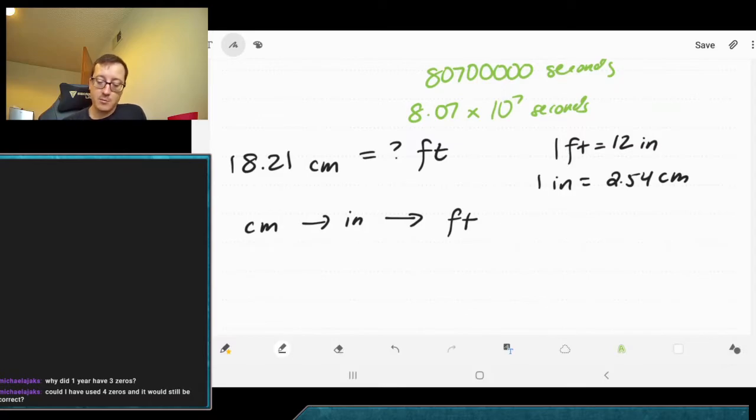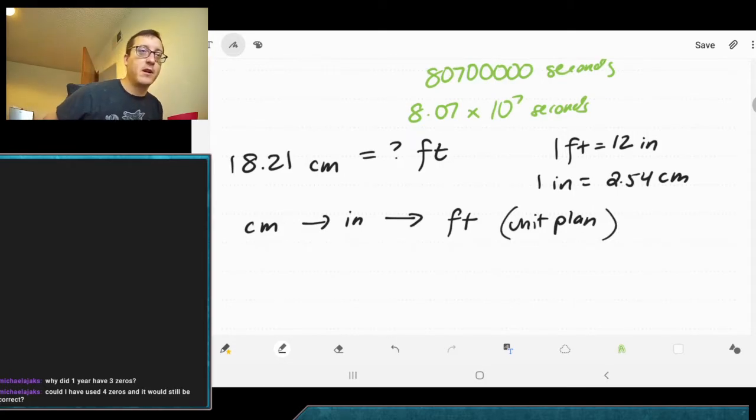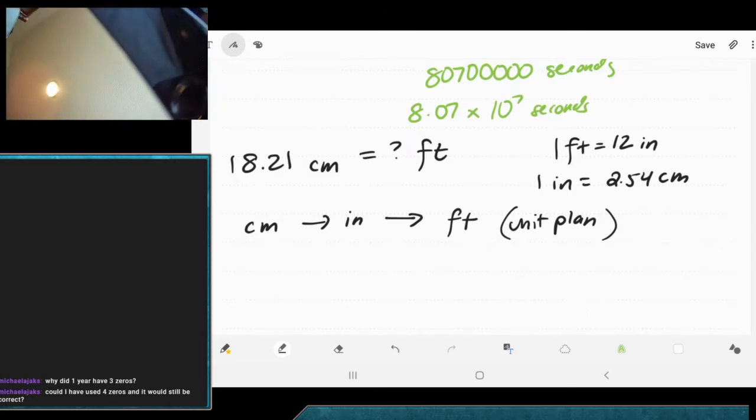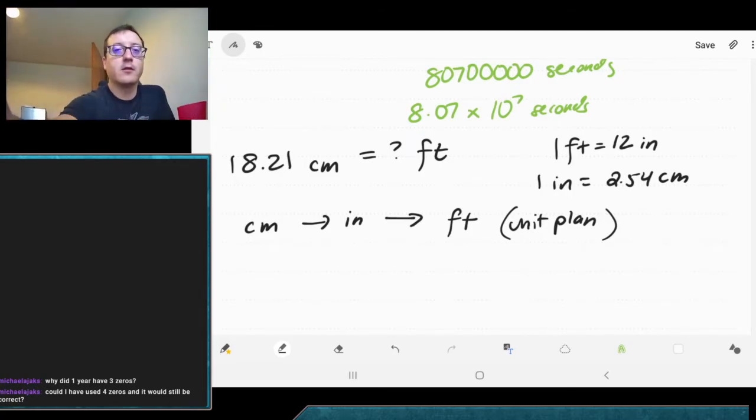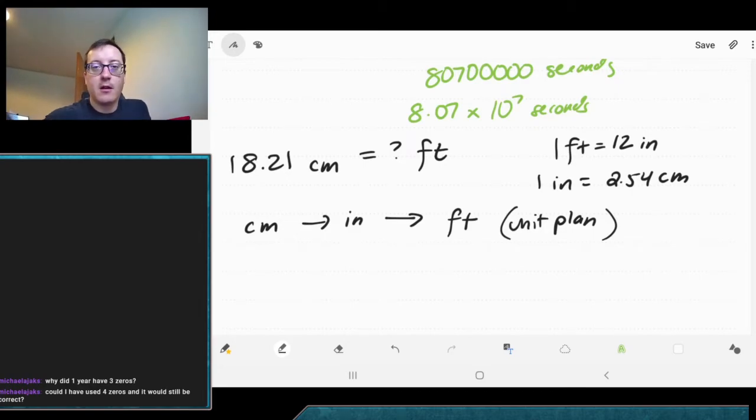And so my unit plan, again, this is the unit plan. If we want to think, we already have our conversion factors, I've already given them to us. Whoops. There goes the camera. All right. We know the conversion factors, they're right here.